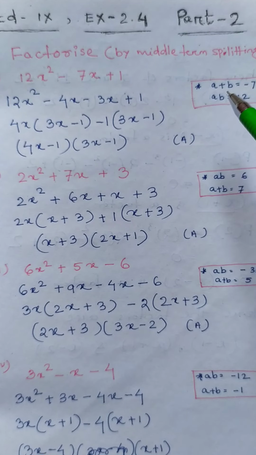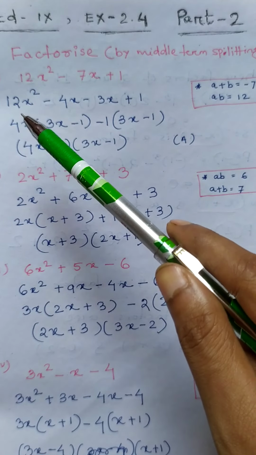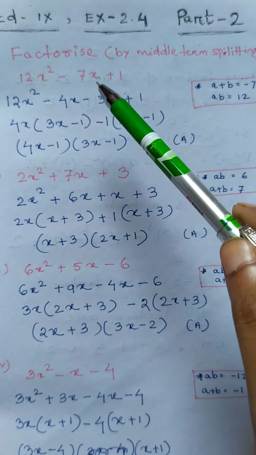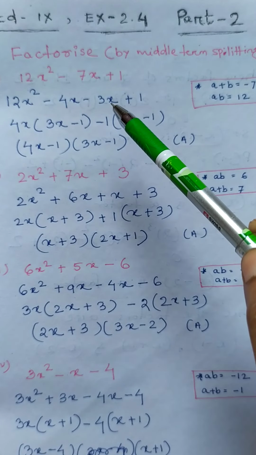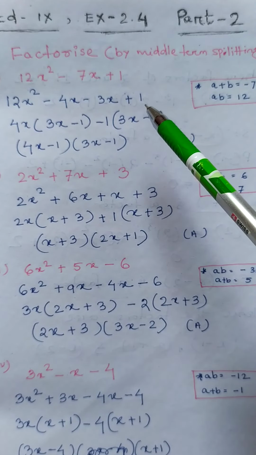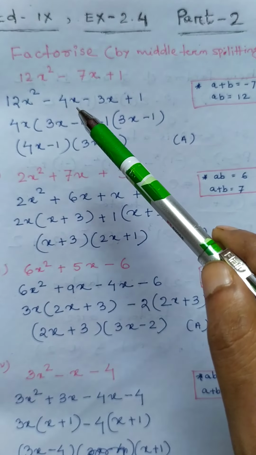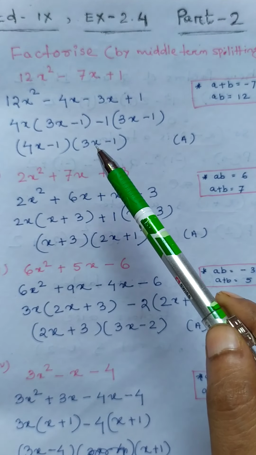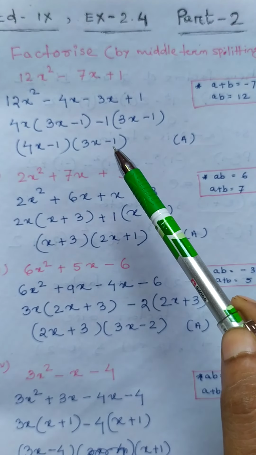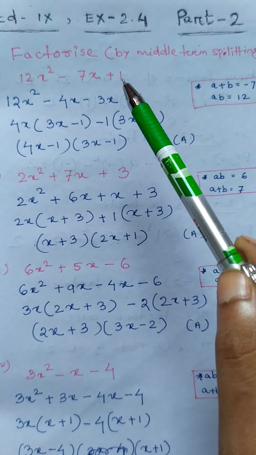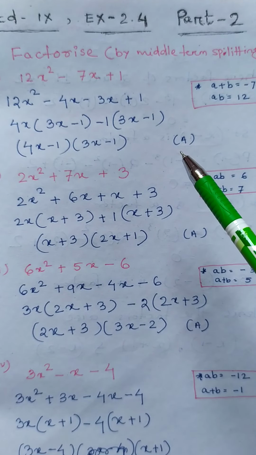So the condition is satisfied. In 12x square, in place of minus 7x we write minus 4x and minus 3x, plus 1 remains constant. We take common from the first and second terms, similarly from the third and fourth terms. Taking common 4x minus 1 from both terms, we get 4x minus 1 whole into 3x minus 1, and this is the factorization of this quadratic polynomial, which is our answer.